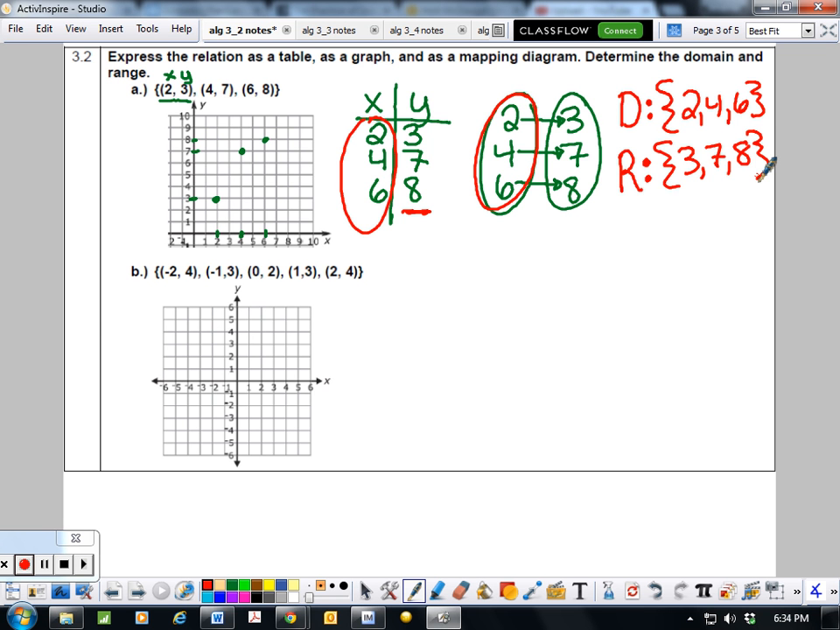Okay, so let's move to our next problem. We have our ordered pairs, so x and then y. So my x is -2 and my y is 4. So I'm going to look at where those intersect and put a dot there. My x is -1, my y is 3. So -1 and 3, where those intersect, that's where my dot goes. I'm going to keep doing that. 0 and 2, 1 and 3, 2 and 4.